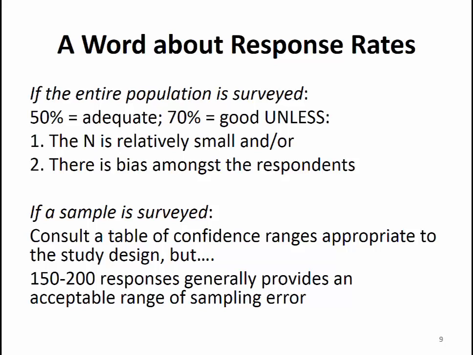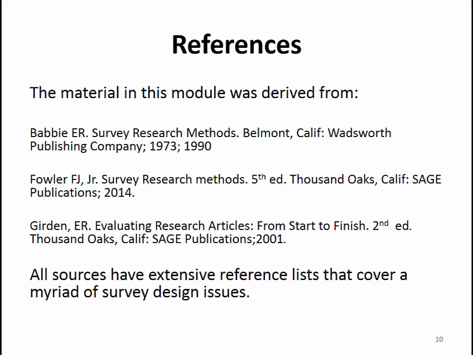The question of bias is more important than the numbers of respondents. If a sample is used, the desired level of confidence for the particular type of survey design determines the number of responses needed. Generally, textbooks indicate that 150 to 200 responses provide an acceptable range of sampling error. Increases beyond 200 provide small gains in confidence levels. For those wanting more details on the topics that have been covered, as well as specifics of particular types of survey instruments, please consult the textbooks shown on this page.